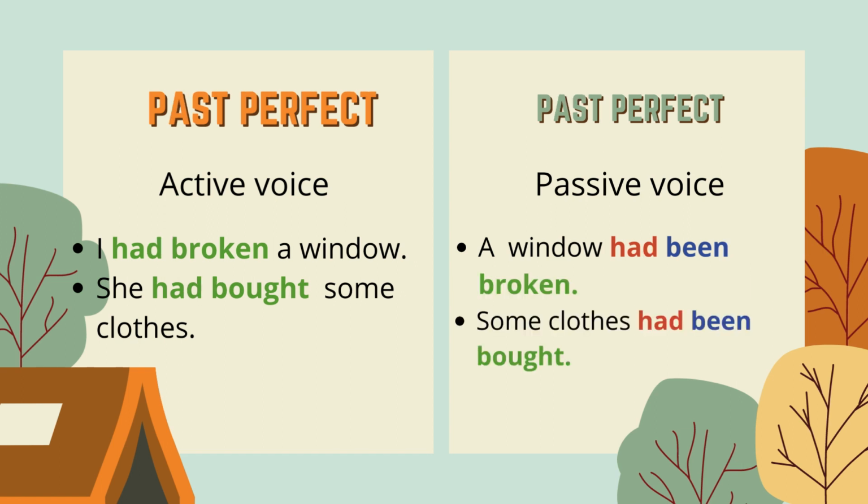Then we have the sixth group, which is the past perfect. I had broken a window, and a window had been broken. She had bought some clothes. Some clothes had been bought. Here there is no problem regarding subject verb agreement. It's the same in both examples, as you can see.